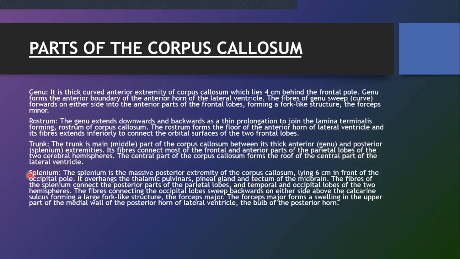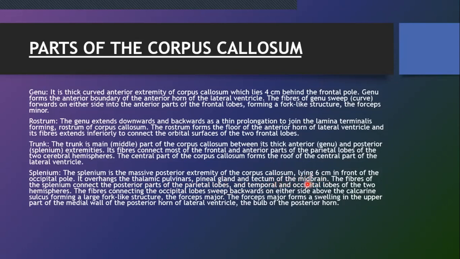Okay, then finally the splenium. The splenium is the massive posterior extremity of the corpus callosum, which lies 6 centimeters in front of the occipital pole. It overhangs the thalamic pulvinus, the pineal gland, and the tectum of the midbrain. So it lies superior to the thalamic pulvinus, the pineal gland, and the tectum of the midbrain.